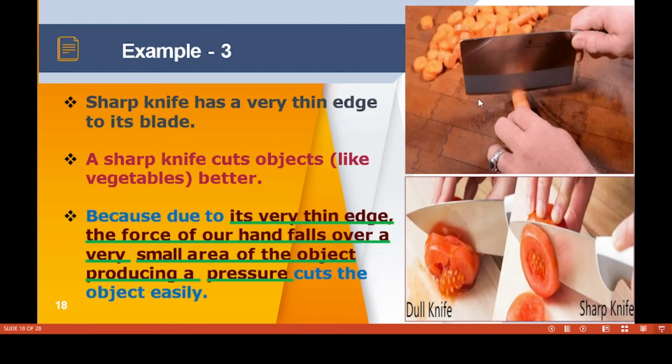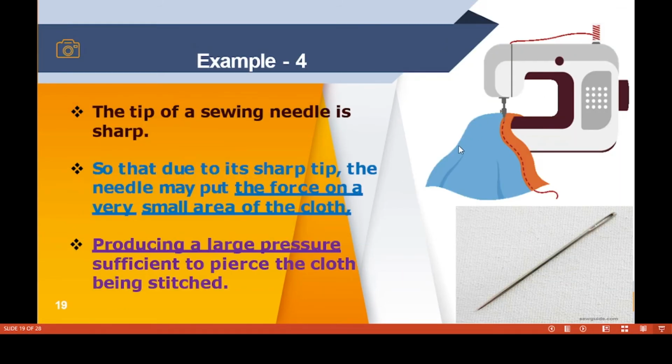Because what is the reason? Due to this thin edge, the force of her hand falls over a very small area of the object, producing a large pressure, and it cuts the object easily. Because of its very thin edge. Yes. Now it's the time for example 4.